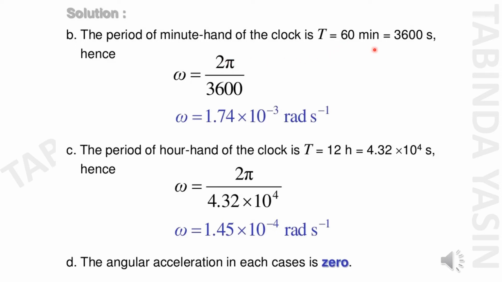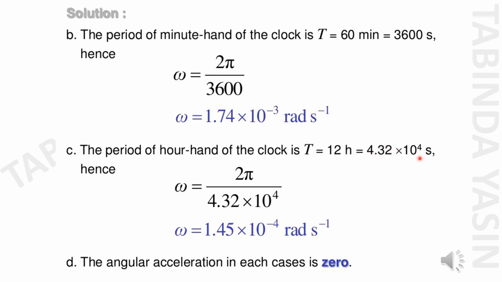Now for the minute hand, the period of the minute hand is t is equal to 60 minutes, and we know that to convert into seconds we multiply 60 by 60, so that is 3600 seconds. Substituting the value in the place of t, that is 3600, omega is equal to 2 pi over 3600. Then substituting the value of pi and dividing, we get omega is equal to 1.74 into 10 raised to the power minus 3 radian per second.